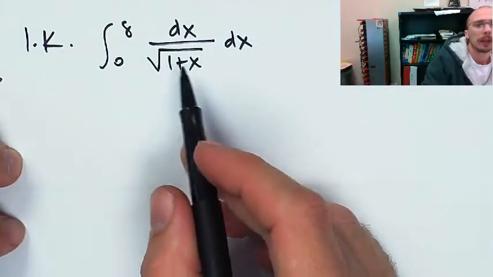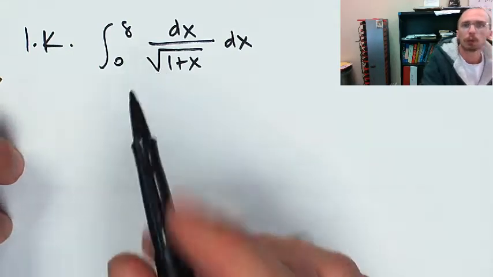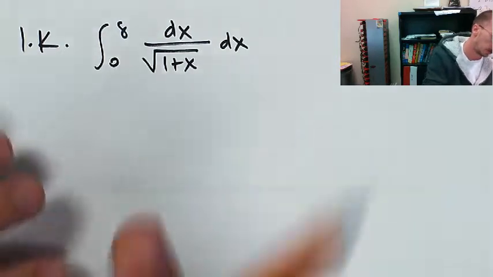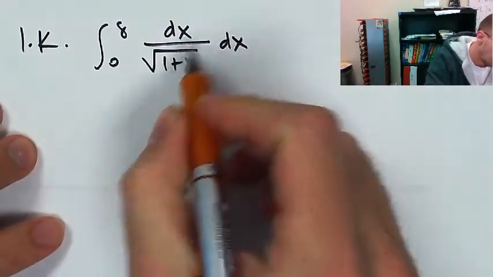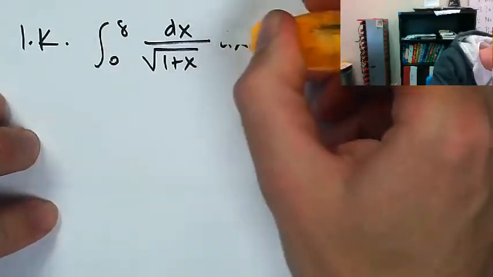Okay, cool. This is something that I'm going to have to rewrite as a power of x. So I'm going to come in, I'm going to say, well, this is really 1 over the square root. Oh, wait. See, I don't ever write dx in the numerator.